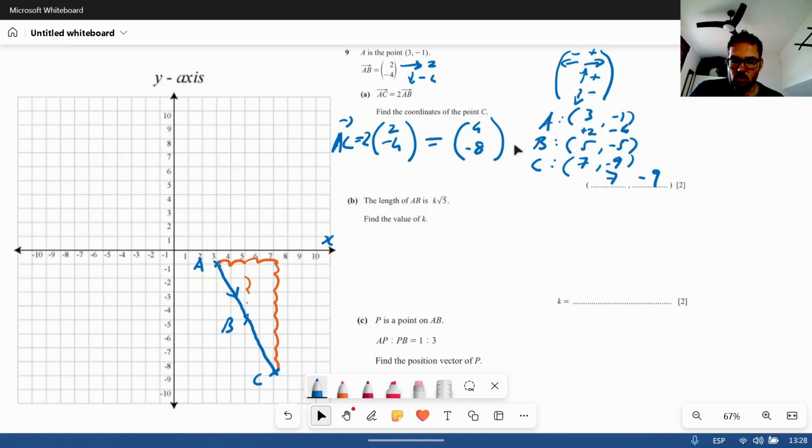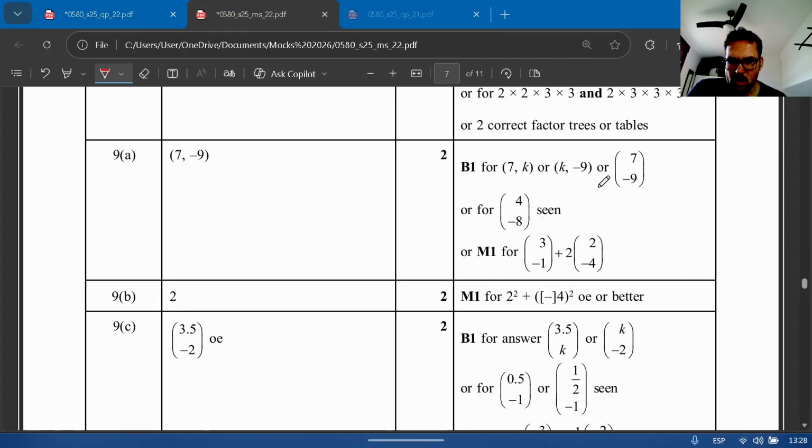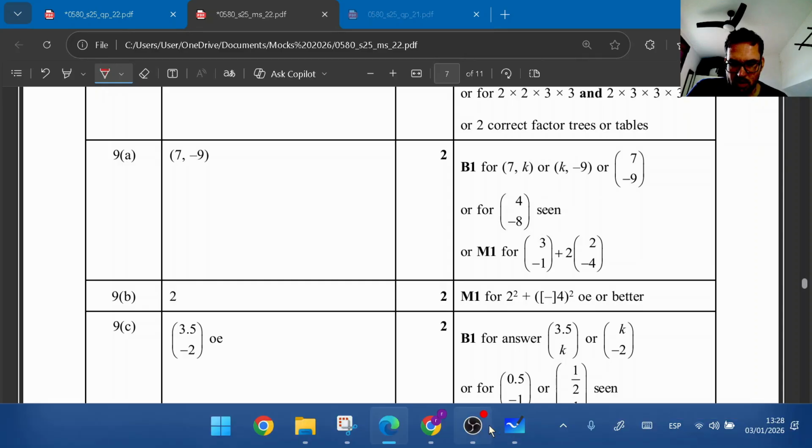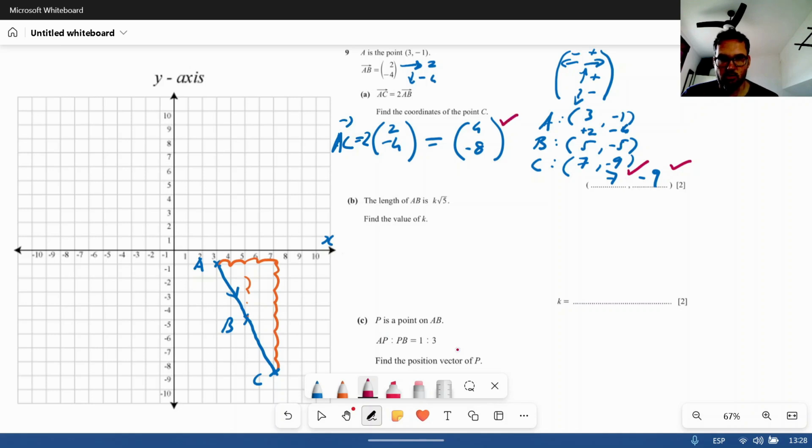Okay, there's two ways of explaining it. Let's check the mark scheme. 7, minus 9, and 1 mark for each. Or you still get that 1 mark if you see 4, minus 8. So in short, you get 1 mark here for each vector. If you are completely wrong, you get 1 mark for 4, minus 8. Okay, that's how you can get the marks.